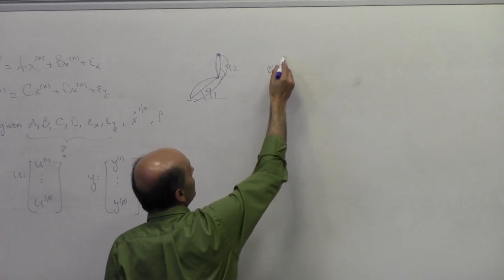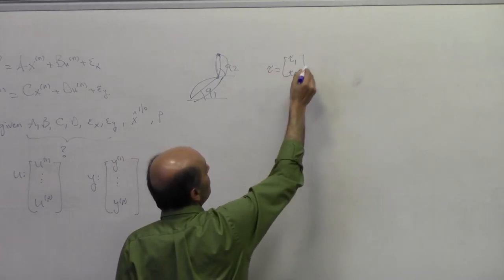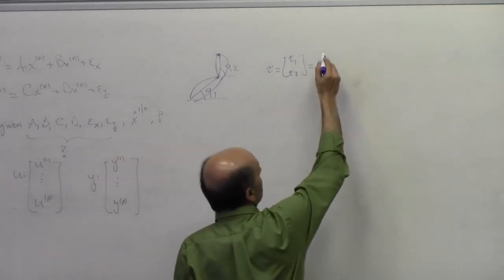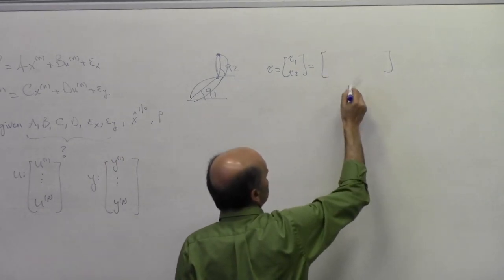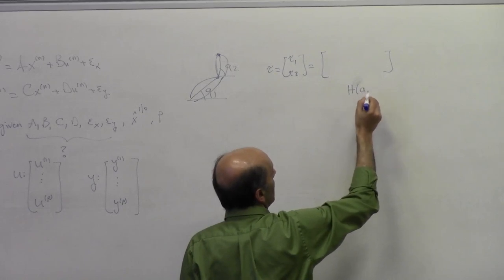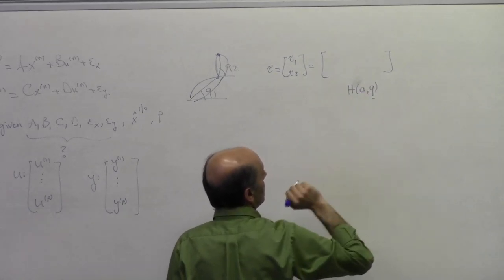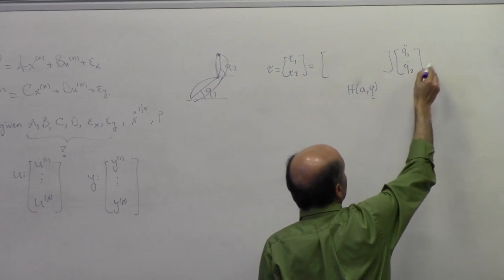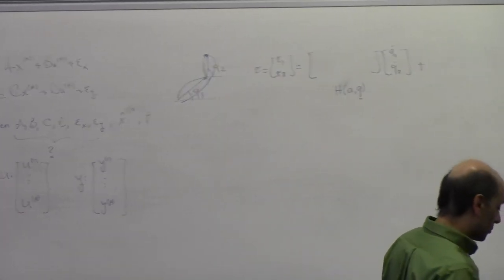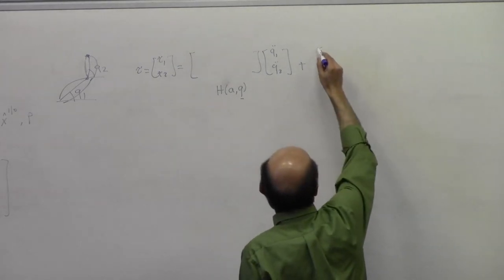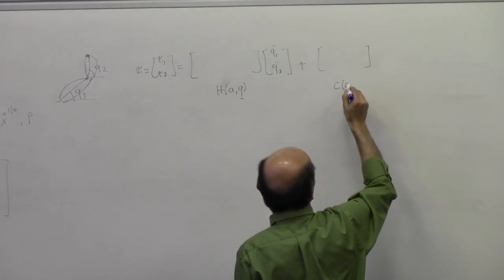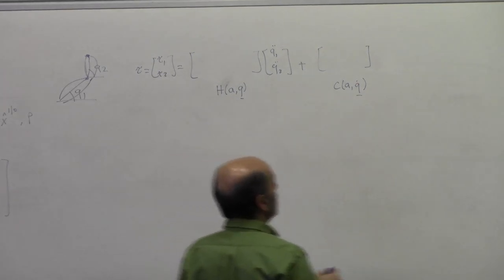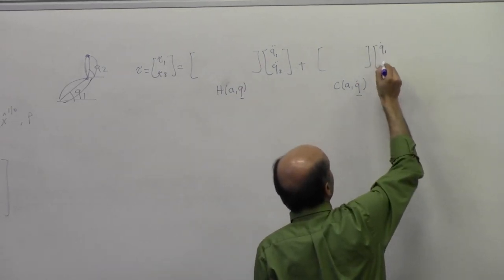So if I represent my torques as tau 1 and tau 2, they're going to be related to my angular position, velocity, acceleration via some matrix, which we're going to call inertia. This is going to be a matrix that depends on some parameters A, some vector Q, the position of my arm, times Q1 double dot, Q2 double dot, plus another set of forces that are called Coriolis and centripetal forces, and that's going to be represented by some other matrix, which I'm going to call C, which depends on some parameter A, and another state, which is going to be my velocity, times Q1 dot and Q2 dot.